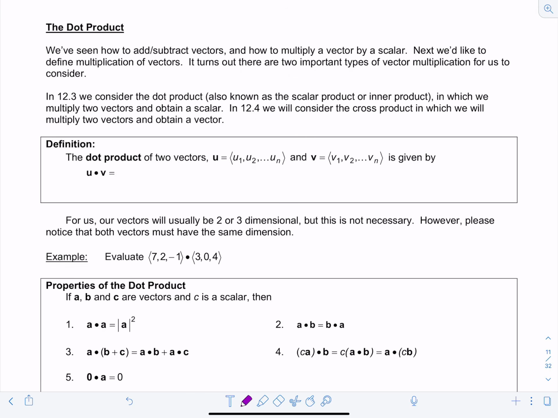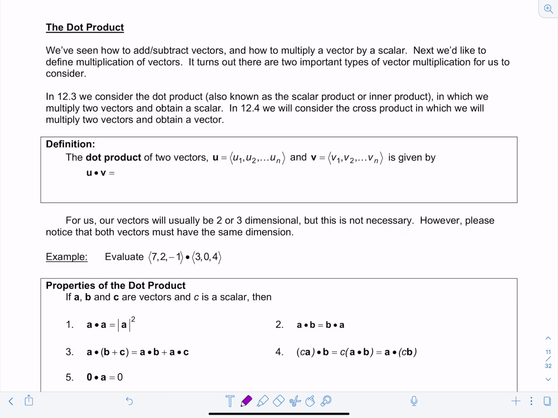Right, welcome to Calculus 3, video lecture number 3 on the dot product. In the previous lessons, we've gone over how to add and subtract vectors, as well as how to multiply a vector by a scalar. So we've multiplied a vector by a real number. But now what we want to look at is how to multiply vectors by each other. And it turns out that there's actually two important types of vector multiplication that we're going to need to consider.